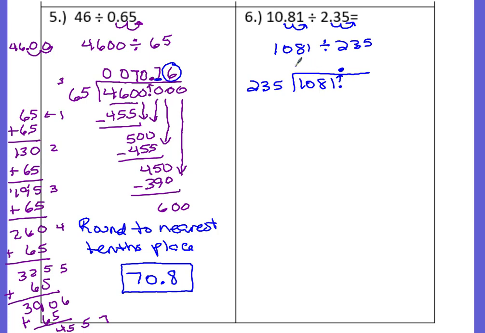235 does not go into 1, so I'm going to put a 0. Now let's bring down the 0. It does not go into 10, so a 0 goes above that 0. Let's go one more place, and 108 does not go into 108. Let's go one more place, 1,081.